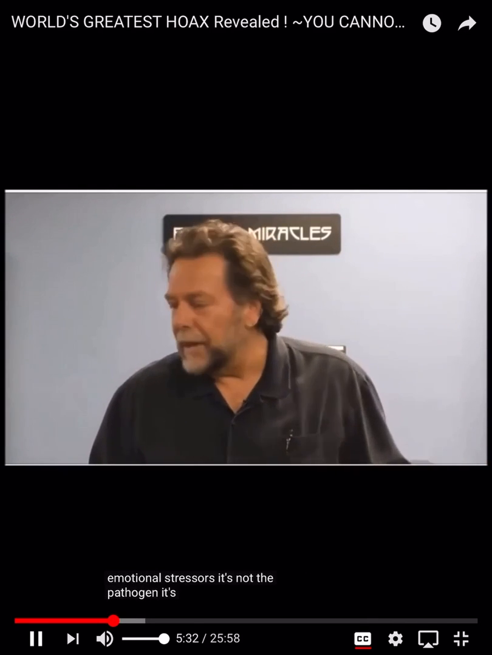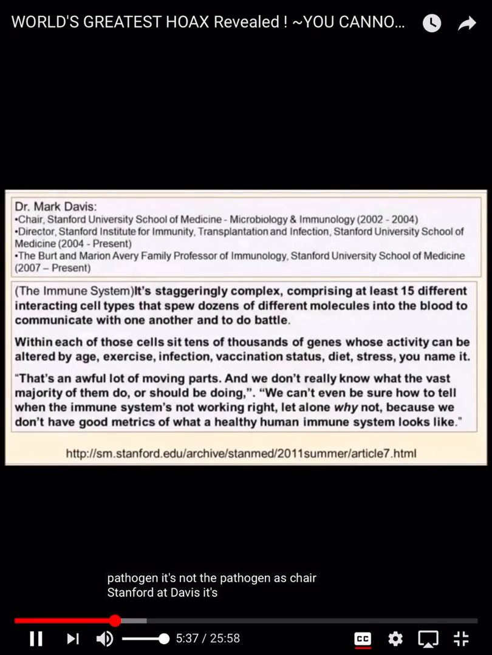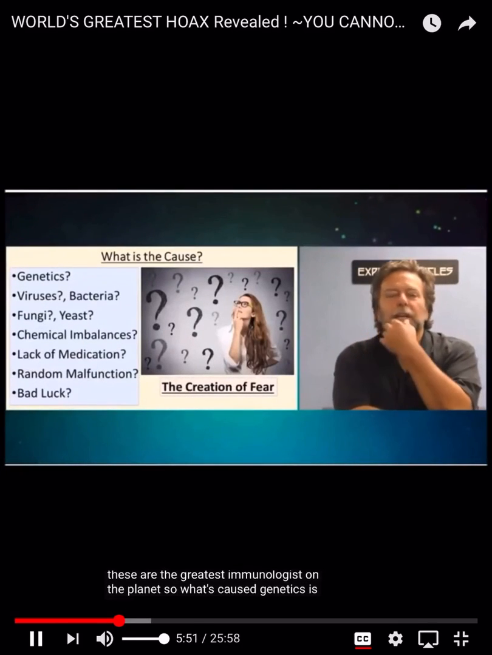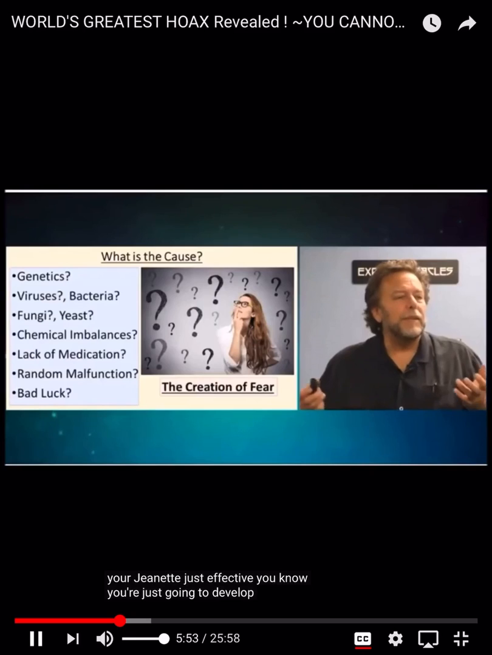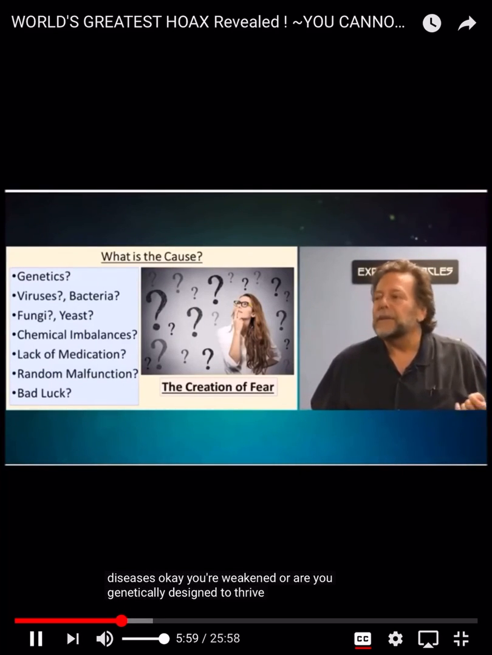It's not the pathogen. Chair at Stanford, at Davis. It's an awful lot of moving parts. We don't know what the vast majority of them do or should be doing. These are the greatest immunologists on the planet. So what's the cause? Genetics? Is your genetics just defective? You're just going to develop these diseases? Okay, you're weakened? Or are you genetically designed to thrive on this planet?